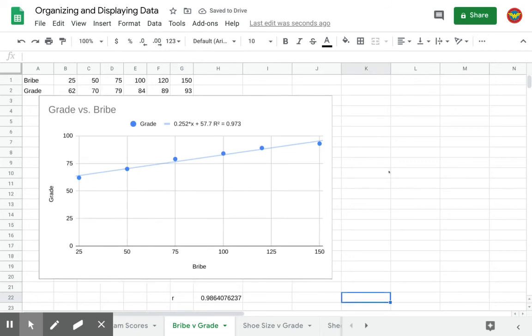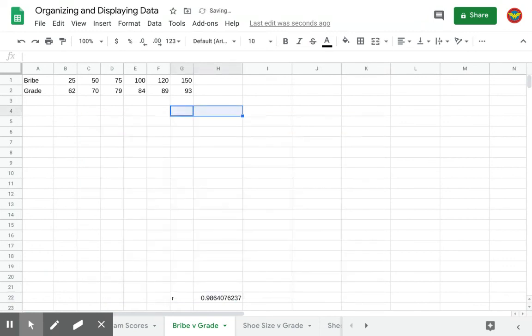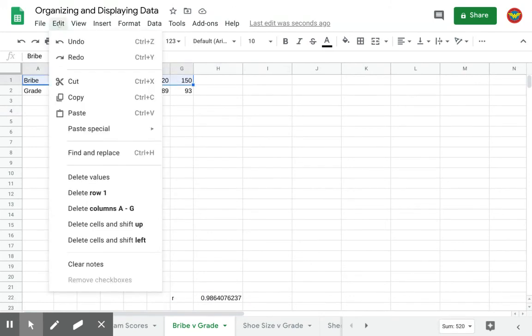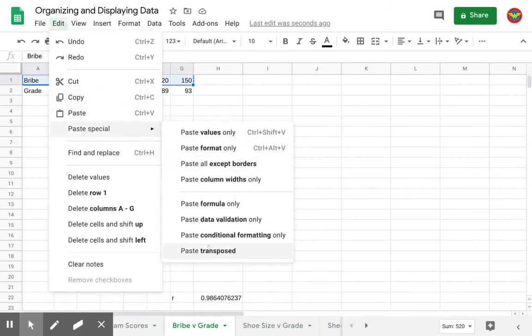The other way to come up with a linear regression and to look at the R value is to do this in Desmos. Desmos, though, does not like the data in rows. Instead, it likes it in columns. No big deal. We know how to do that, right? I'm going to delete this guy so it's out of my way. So I'm just going to go ahead and take the bribe group. I'm going to edit, copy, edit, paste special, transpose.